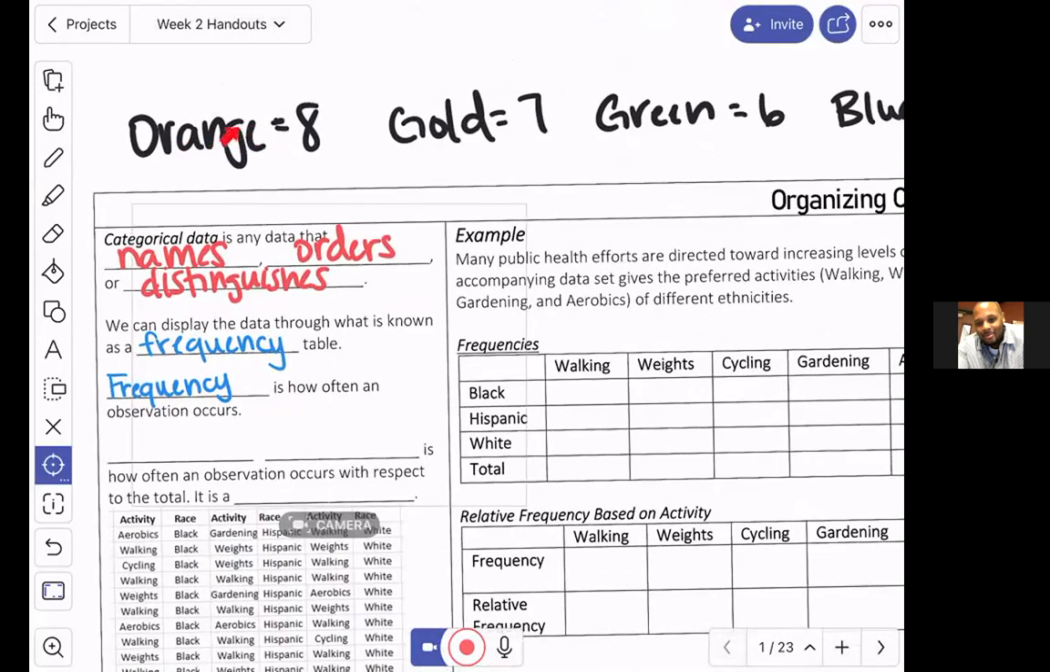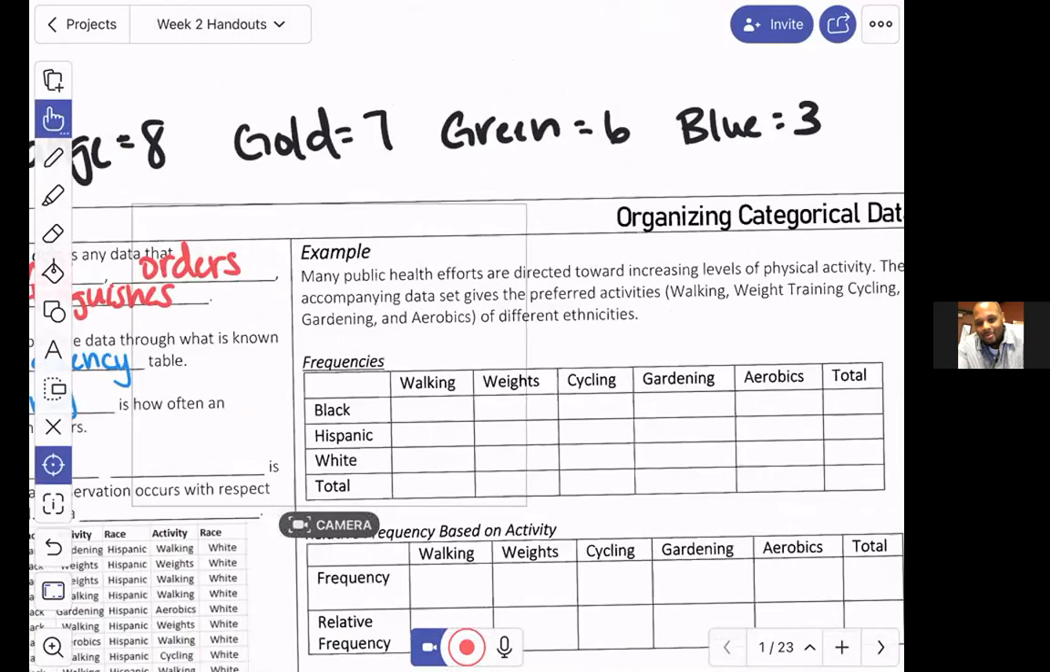How many oranges did we have? 8. We had 8 oranges. That's the frequency. Goat would be 7. That's the frequency. Green would be 6. That's your frequency. Blue would be 3. That's your frequency. I got that. So that's what all frequency is. It's just how often something occurs.